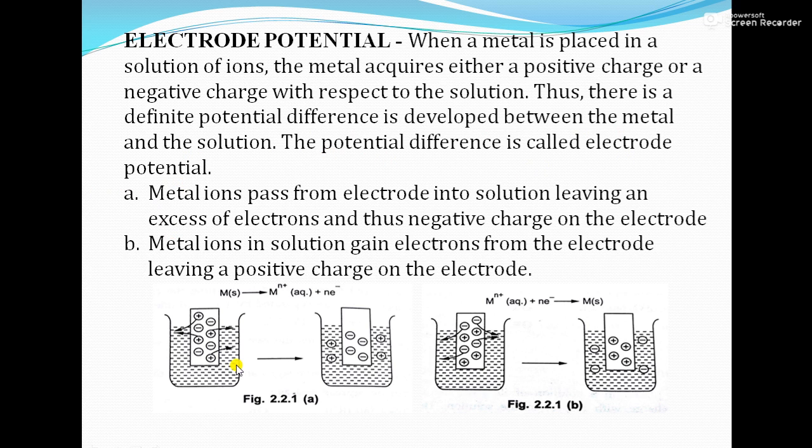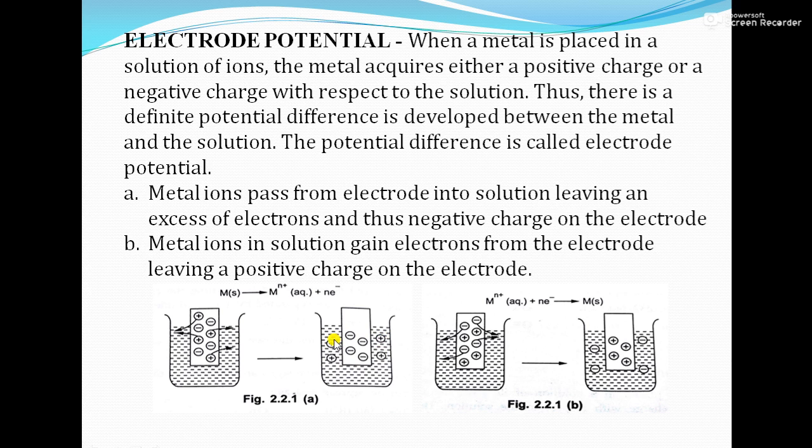So you can see the diagram here first. This is a metal strip dipped in a metallic solution. Metal has two tendencies. First, metal can get oxidized in the solution as Mn+, and n number of electrons will be present on the metal strip. That is, the electrons will remain on the metal strip and the ions will go to the solution.